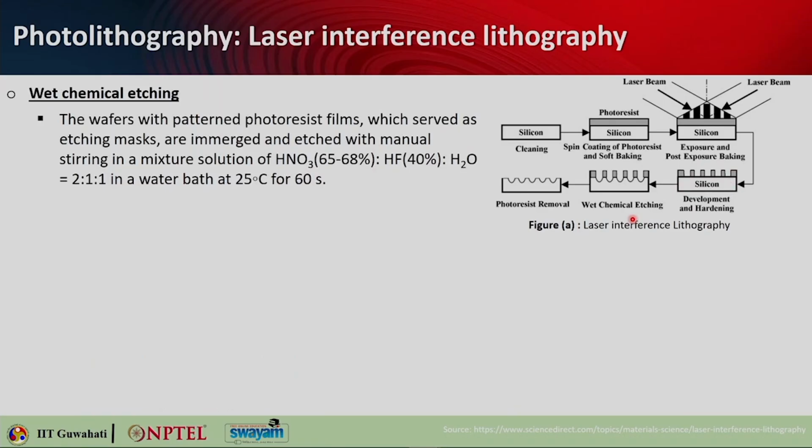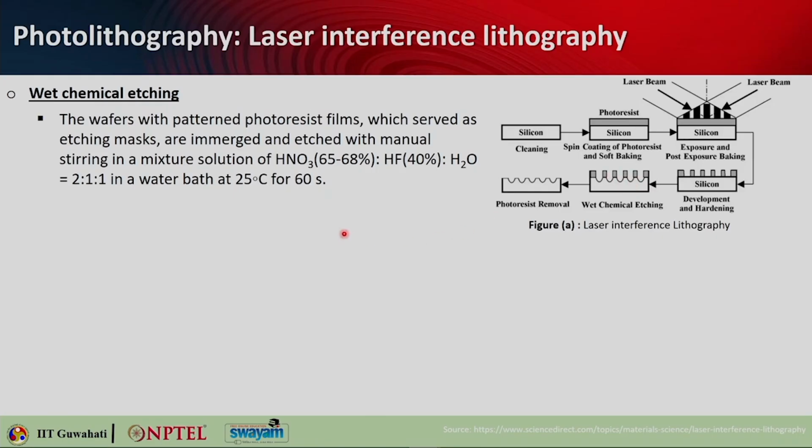Then you go to the fifth step, which is wet chemical etching. So, we will study about etching subsequently. So, what happens here? The wafer, the silicon wafer with the patterned photoresist film on top, actually works like an etching mask. The portions of silicon which are not exposed to the etchant will not get etched, but the portions which are open will get etched, as simple as that. So, these openings, the gaps, they will get etched out.